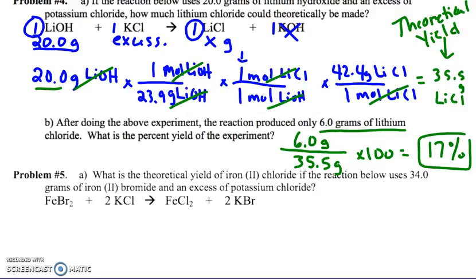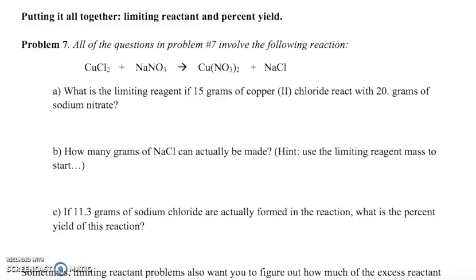All right, I'm going to have you try problems 5 and 6 on your own and bring them to the teacher, but before you do, we're going to carry on to the next part of this problem set, which is putting together the ideas of limiting reactant and percent yield. So this is where we're taking it up yet another notch. All right, so we're on problem number 7. All of the questions in this problem involve the following unbalanced reaction. Okay, so I'm telling you this is an unbalanced reaction, and this is really important.